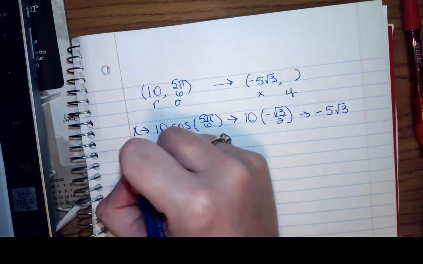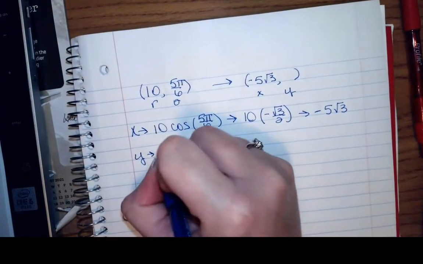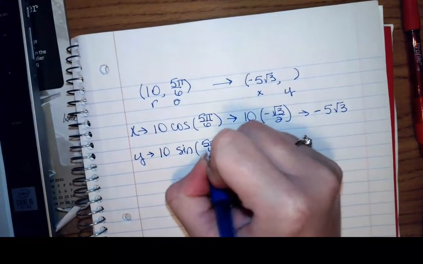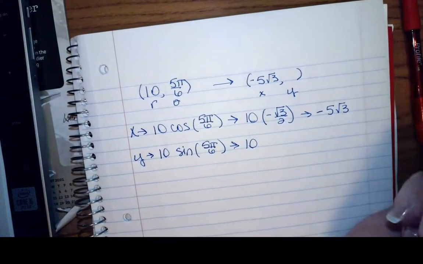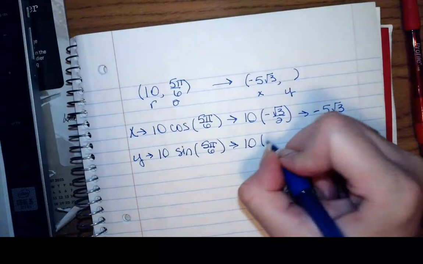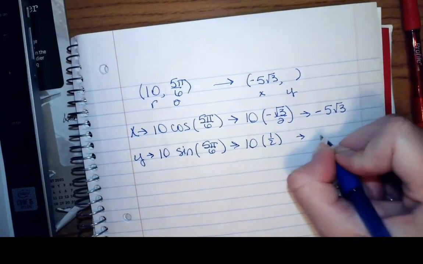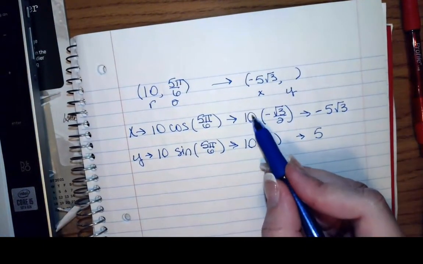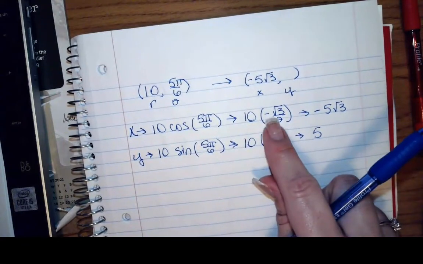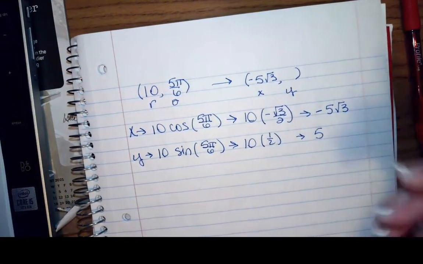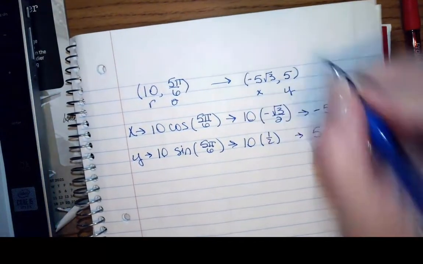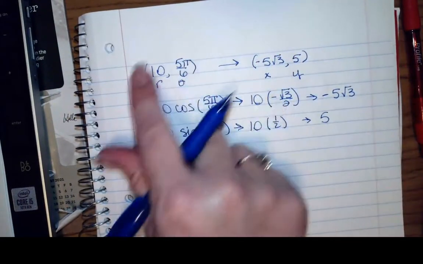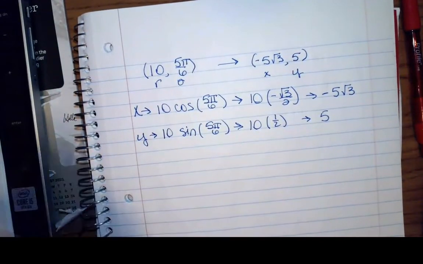Now we need to find y. So your y coordinate is going to be 10 times the sine of 5π/6, which gives me 10 times 1/2, which is going to give me 5. So your radius times the cosine or the sine of the angle that you're given. So there are my Cartesian coordinates here from my polar coordinates here.